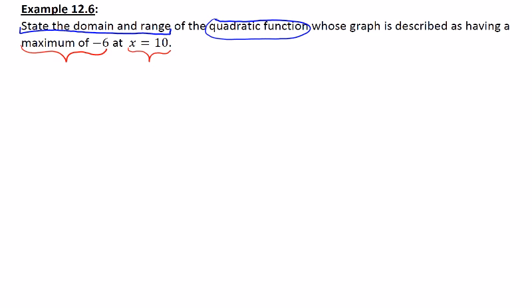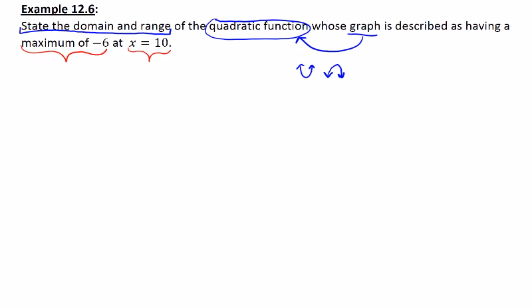First thing that's of importance to us is the fact that it says it's a quadratic function, and that it also talks about the graph of this quadratic function. We know that the graph of a quadratic function is either going to open up or it is going to open down.